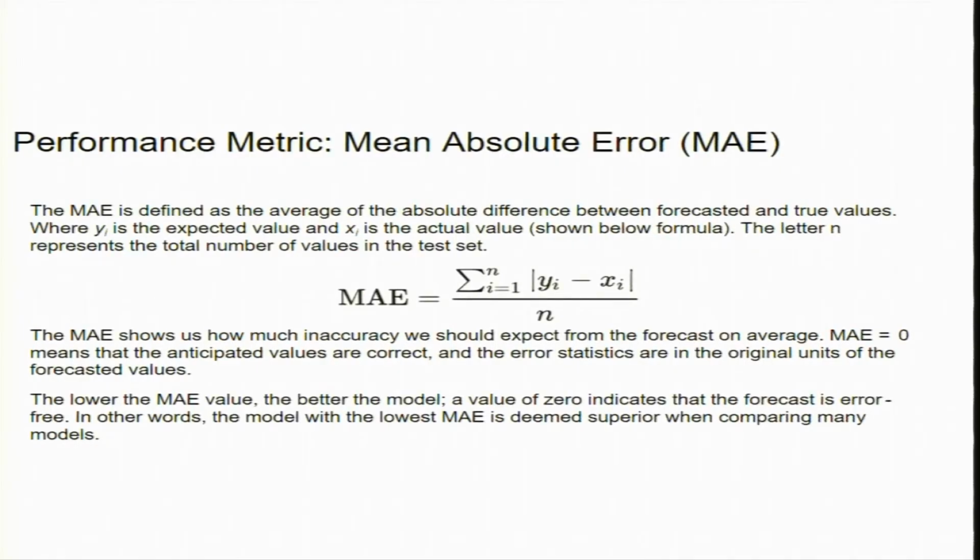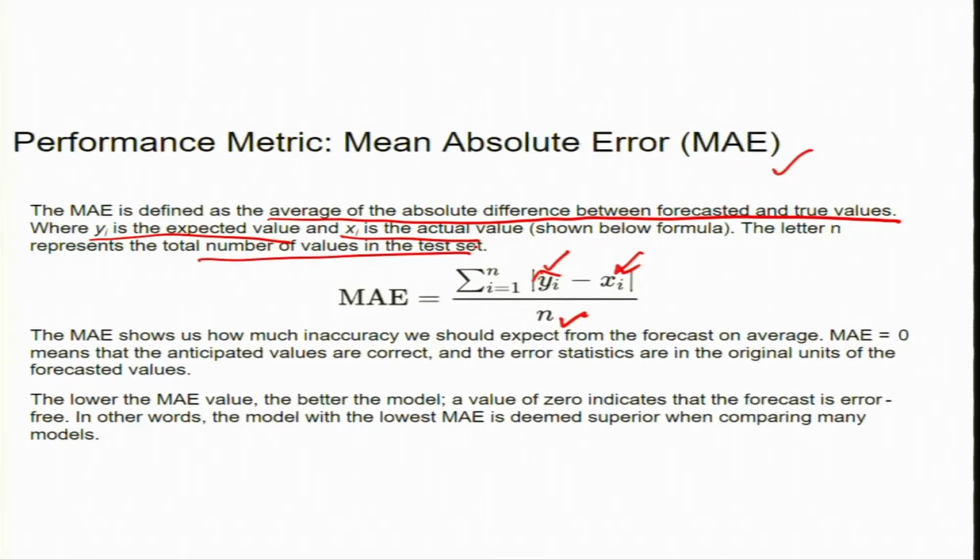The next performance metric is called mean absolute error, that is MAE. MAE is defined as the average of the absolute difference between the forecasted and the true values. Here y i is the expected value, the predicted value you can say, and x i is the actual value. The letter n shows the total number of values in the test set, and we take the absolute of the difference, and this is the mean absolute error.